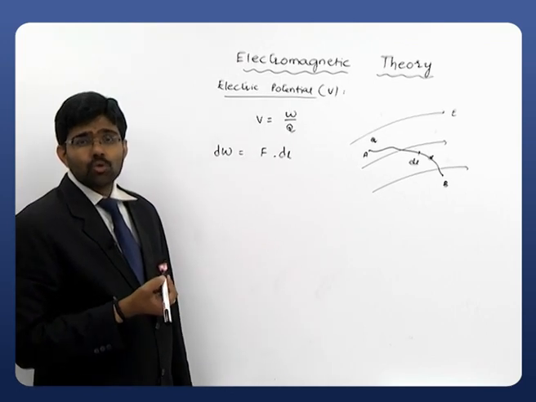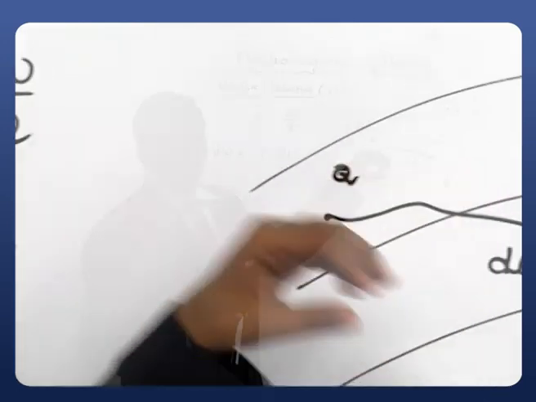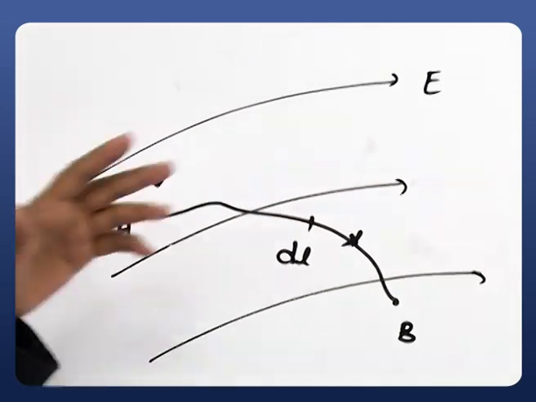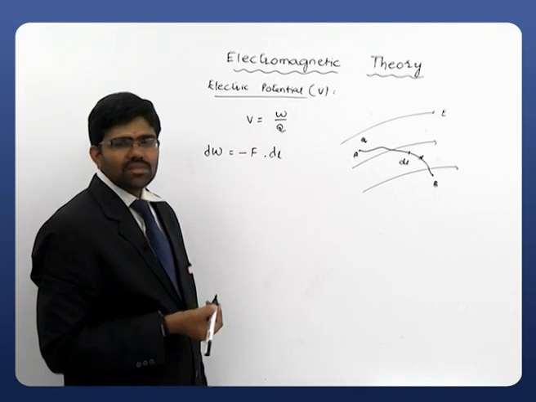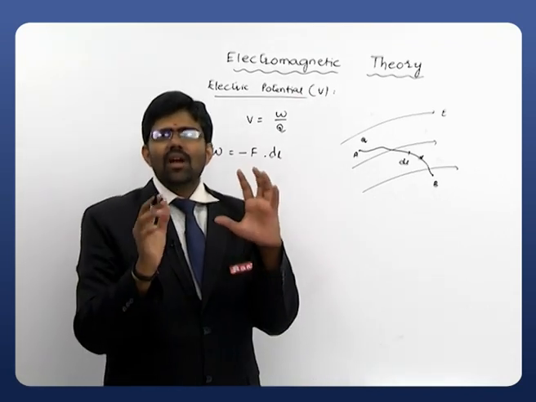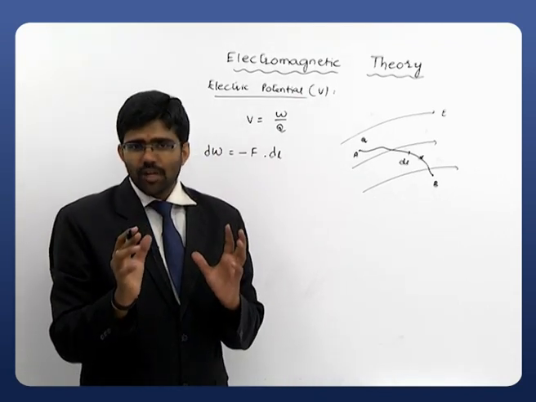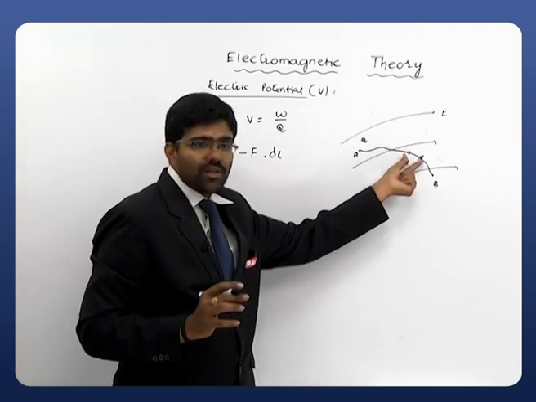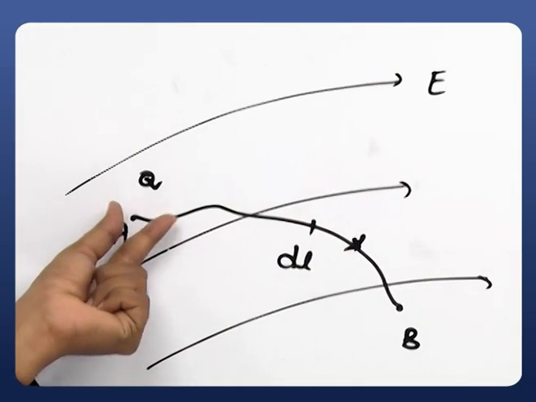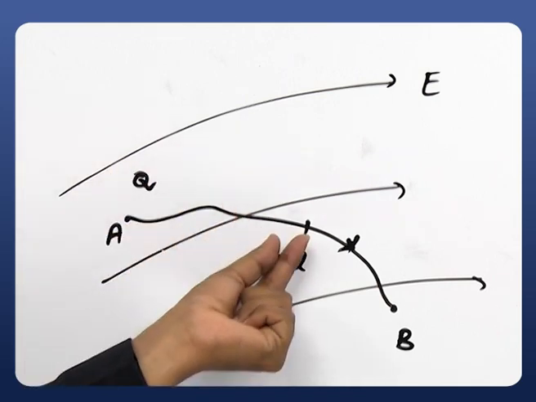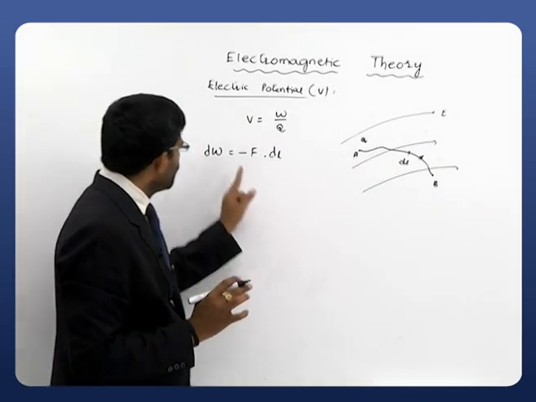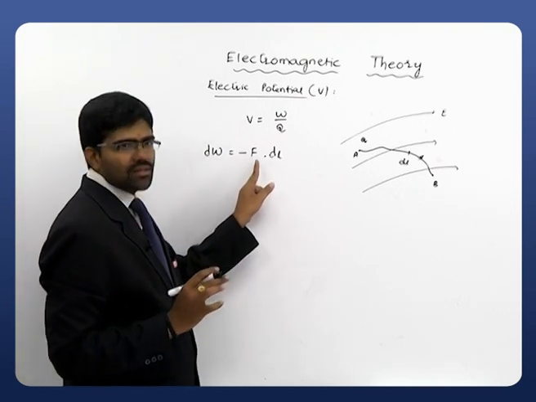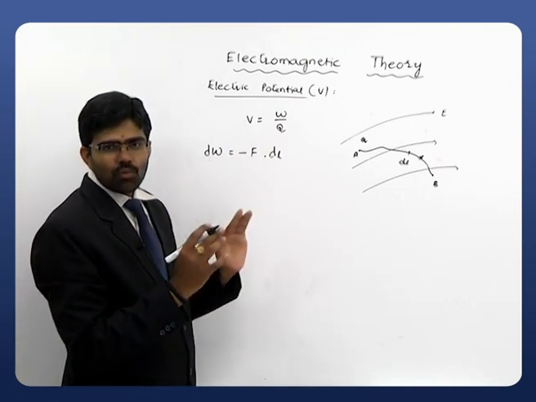And here I assume the work was done by the external agent. So the work was done by the external agent; that's why I will place a negative sign before this equation. Here I am observing the differential work done because of the differential element to move a particular charge from this point to this point. That's the very first small location, right? So dW is equal to minus F dot dl. That is the equation we have.